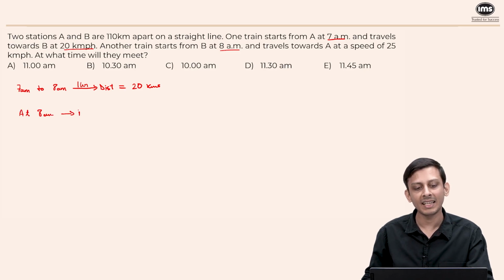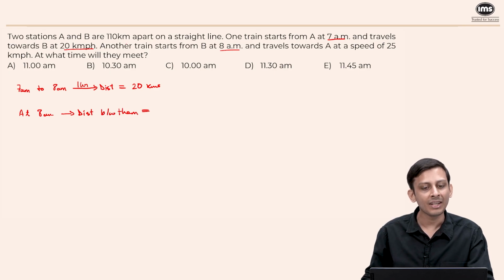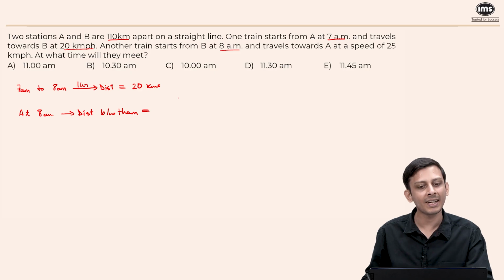At 8 a.m., the distance between them will be how much? Initial distance between them was 110 kilometers. Out of that, the first train has already covered 20 kilometers from 7 a.m. to 8 a.m. So now the distance between them will be 110 minus 20, which will be equal to 90 kilometers. And now what is their relative speed?